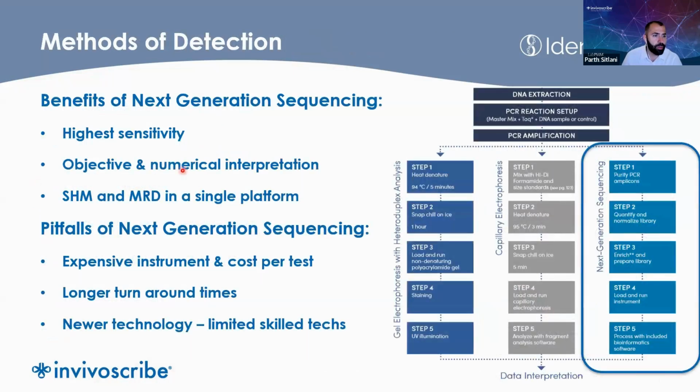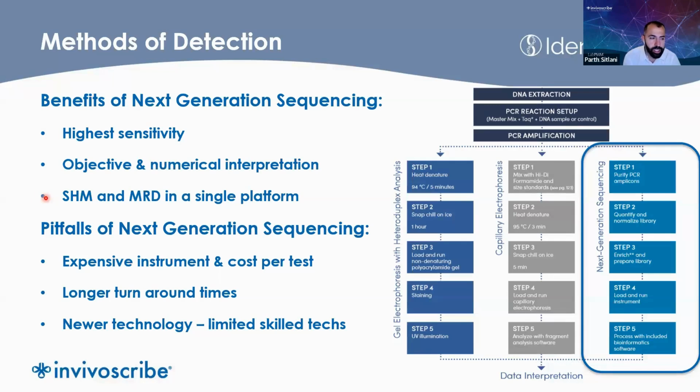Now, of course, the benefits of next generation sequencing are going to be extremely high sensitivity. We've seen rearrangements detected at about 2.5% clonal cell population in a background of polyclonal cells. The interpretation is very straightforward. There's not as much expertise required because it's objective and there's numbers and the counting is already done by the software. Somatic hypermutation and residual disease can all be done in the same assay at the same time when you're using next generation sequencing.